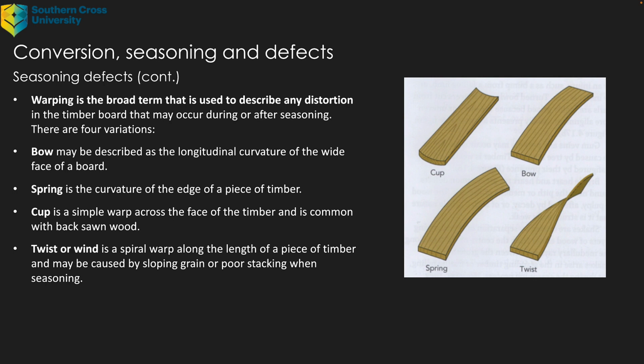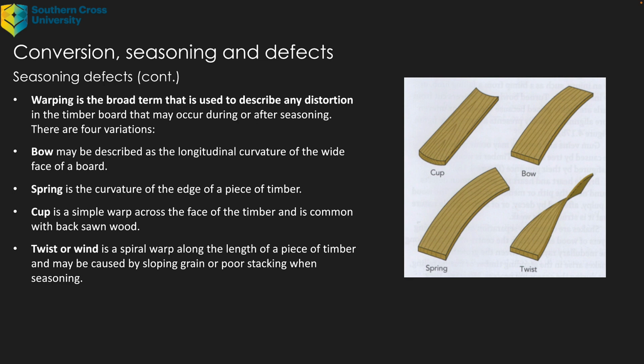Warping is the broad term used to describe any distortion in the timber board that may occur during or after seasoning. Now there are four variations, and in some circumstances different terminology is used, but this is what we use in Australia. Bow may be described as the longitudinal curvature of the wide face of the board, and you can see it in the image there.